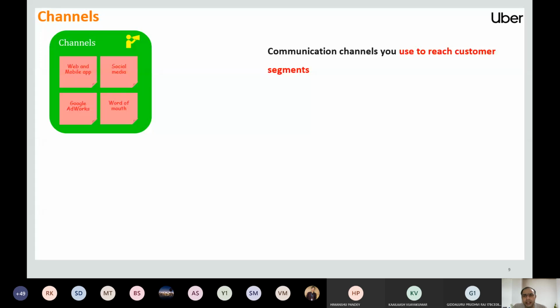Then again, word of mouth. If a customer likes your product, he will recommend it to his friends or relatives. Like that, your product will also grow in the market. So these are the channels by which Uber can reach the customers. It's more like a communication channel.